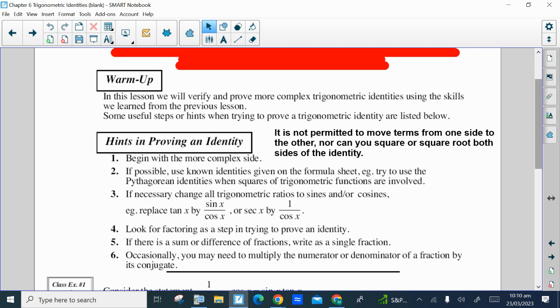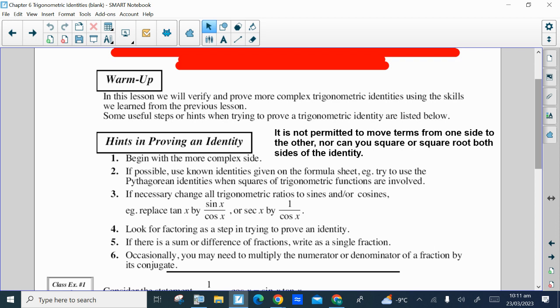Same thing, you can only take the square root of both sides if you know that you have an equation, if you know that the two sides are equal. But that's the whole point of these exercises. We're trying to show that they are equal to each other. So you cannot move things from one side to the other. You can't take the square root of both sides or square both sides.